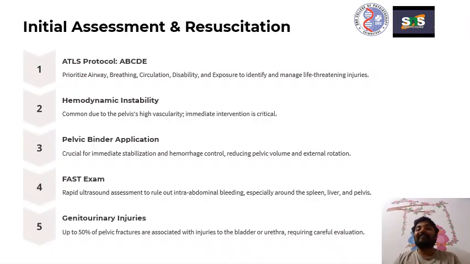Then hemodynamic instability is common due to the pelvis's high vascularity, and immediate intervention is critical. Pelvic binder application is crucial for immediate stabilization and hemorrhage control, reducing the pelvic volume and external rotation. Then FAST exam, a rapid ultrasound assessment to rule out intra-abdominal bleeding, especially around the spleen, liver, and pelvis. Then genitourinary injuries: up to 50% of pelvic fractures are associated with injuries to the bladder or urethra, requiring careful evaluation.